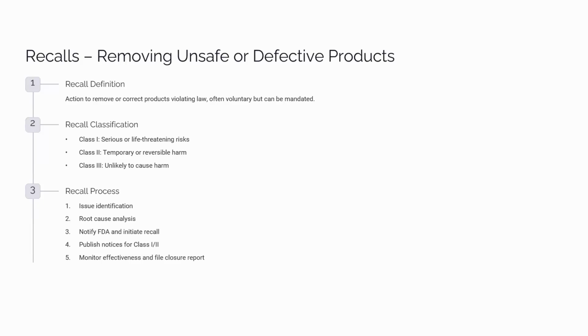Okay, so how do you initiate a recall process? Once the issue has been identified, a root cause analysis is done on how, from where, when, and what made that issue occur in the first place, right? So once the issue has been identified, a root cause analysis will be done to address that issue. Then a notification will be sent to the FDA and the recall will be initiated, right? We need to publish notices for class 1 and 3 and then monitor effectiveness and file closure reports.